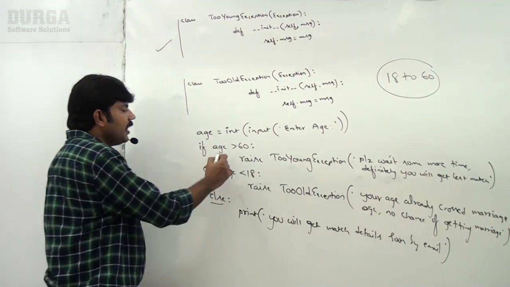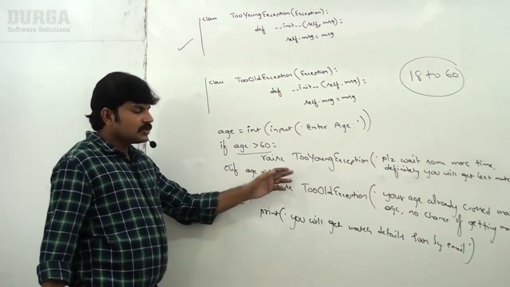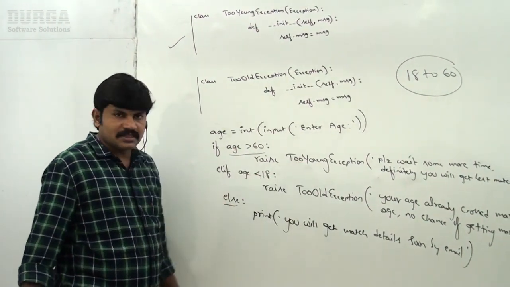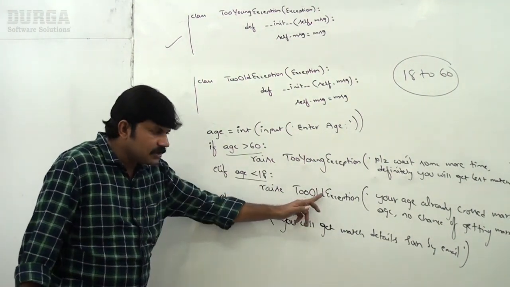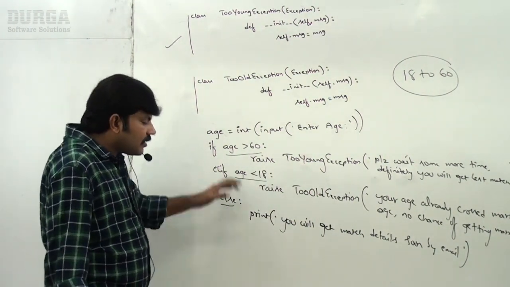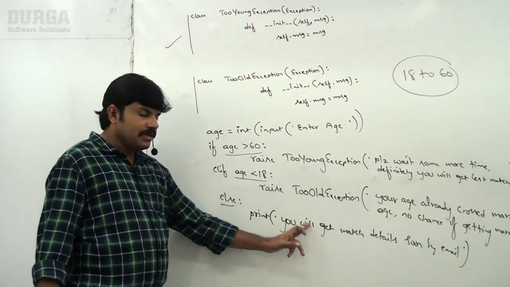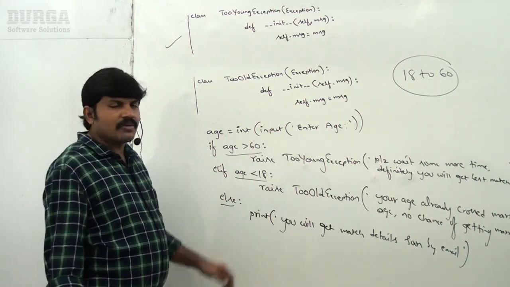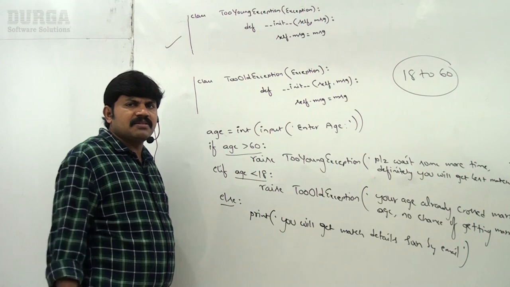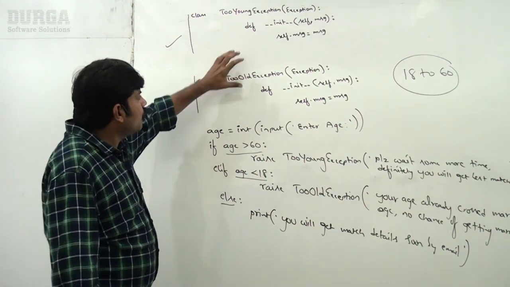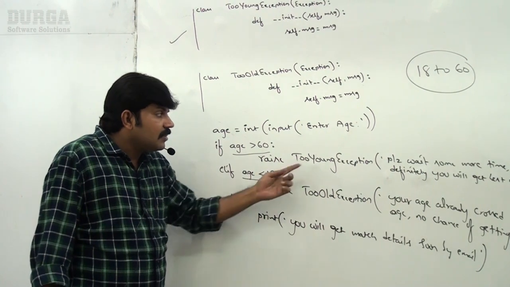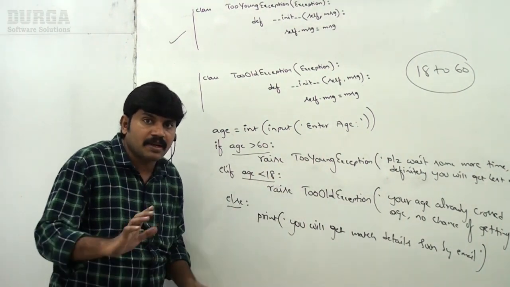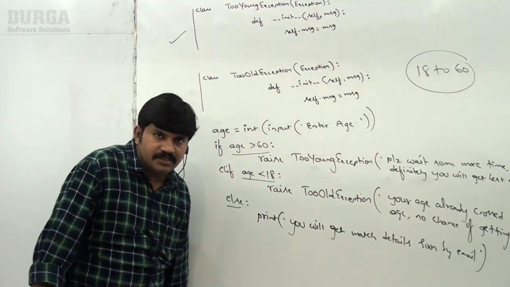So if age is greater than 60, something goes wrong, raise TooYoungException. Age less than 18, something goes wrong, raise TooOldException. Otherwise no exception, print the proper message. Are you in the position to understand, right? A simple basic example to understand how to define our own exception, and how you can raise an exception based on programming requirement. Any doubt? Can I execute this code?